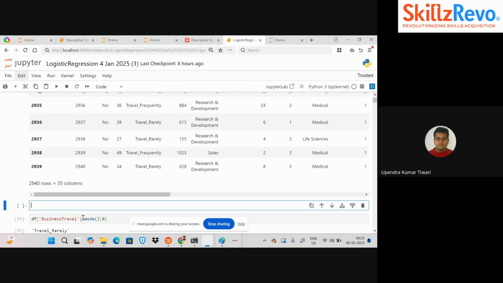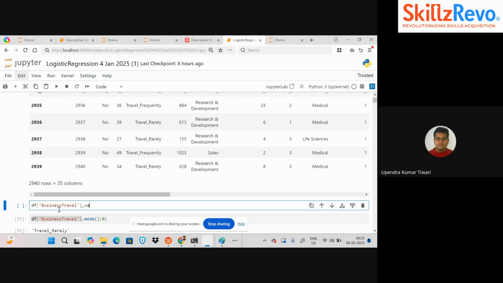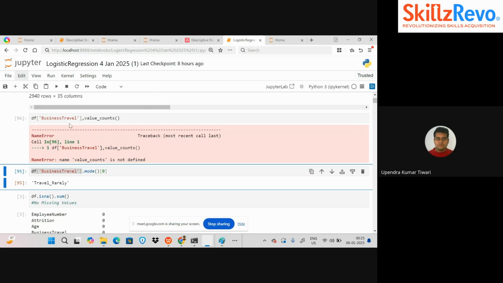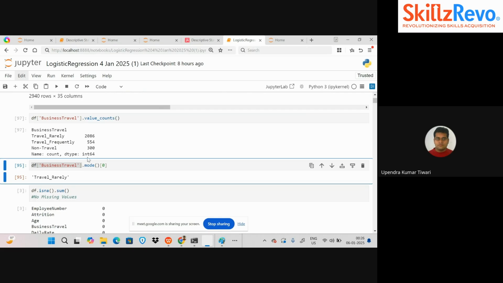Let me show you. I'll paste here and call the value_counts function. You can see that out of 2940, travel rarely is coming 2086 times, travel frequently 554, and non-travel only 300 times. Out of these three, 2086 is the highest one. This is why travel rarely is the mode. I hope you understood now, everyone.